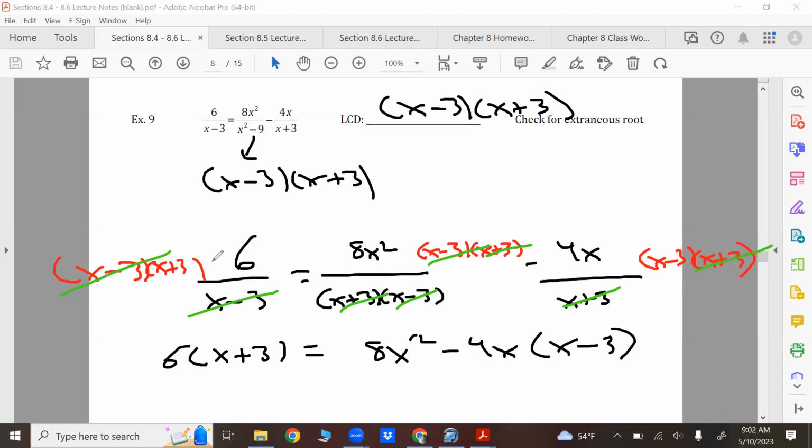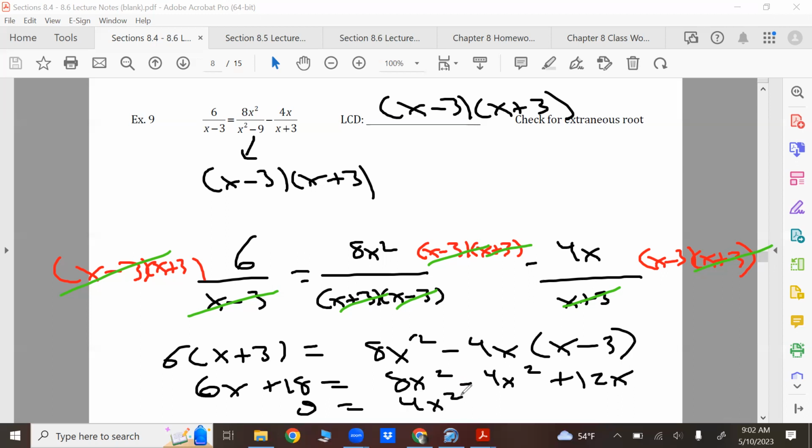Again, you're not multiplying top and bottom. You're not combining fractions. What you're doing is eliminating fractions by multiplying every term by the LCD of everything from both sides, and then things cancel. So in this case, you get 6x plus 18, right? You get 8x squared, negative 4x squared and positive 12x. At this point, you should be able to factor it pretty nicely. Should be 4x squared plus 6x plus 18. Yep. Minus 18. Thank you.